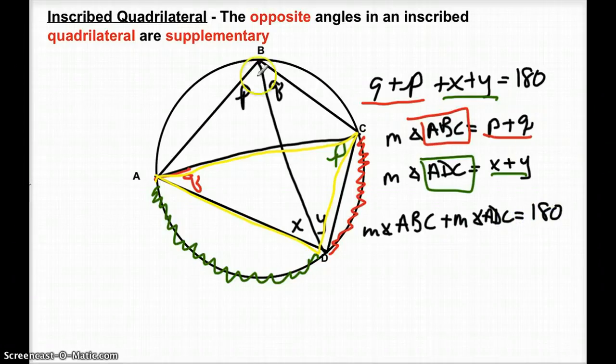And if we go back to our diagram, angle ABC is here and angle ADC is here. Those are opposite angles of an inscribed quadrilateral. We've shown that they are supplementary. We could do the same type of proof to also prove that angle BAD and angle BCD are supplementary.